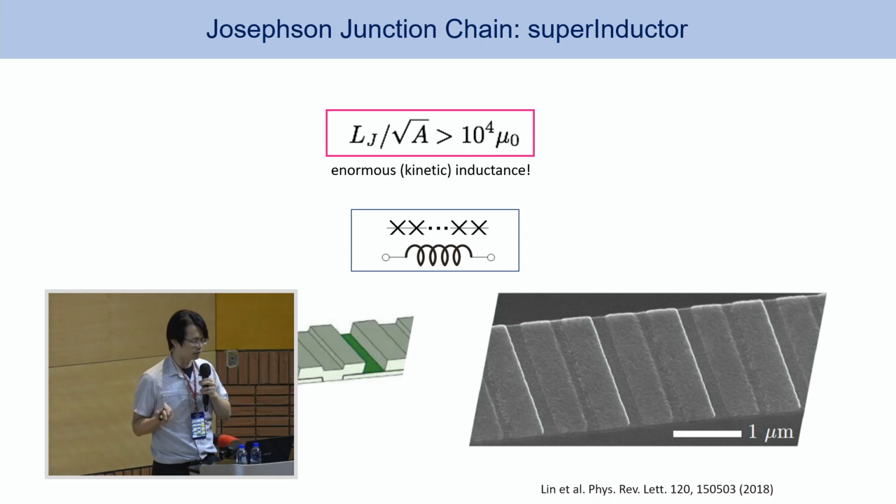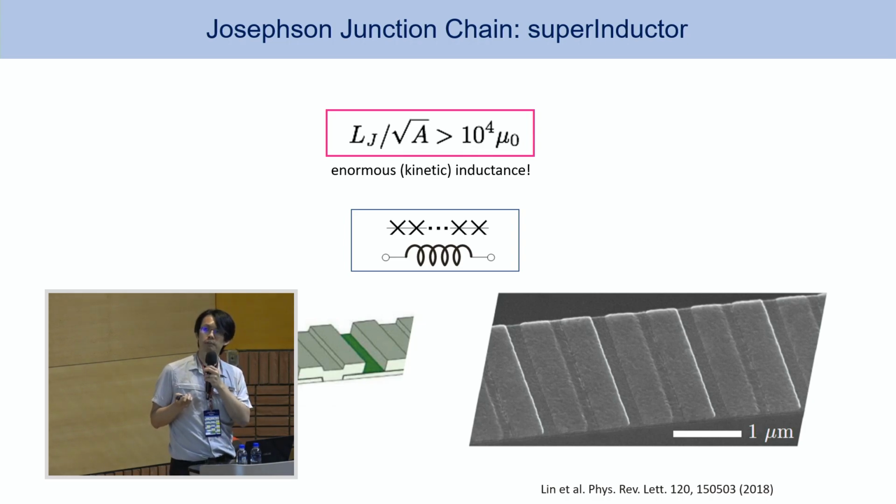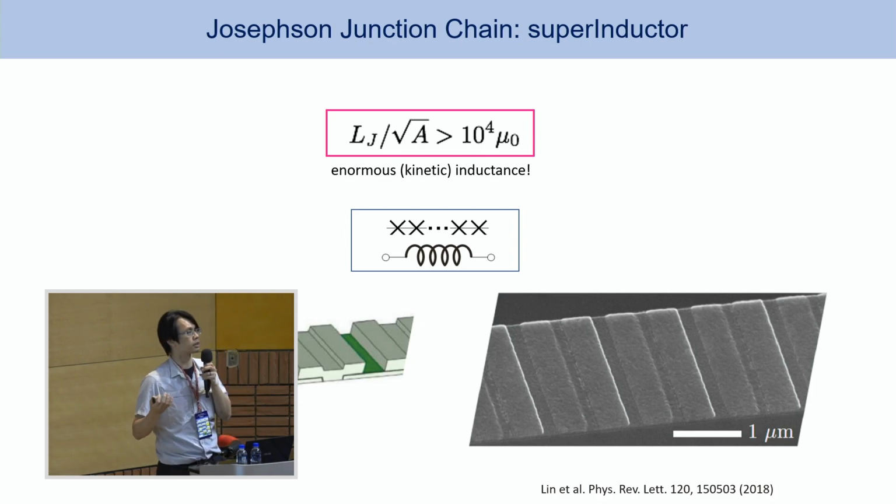To talk about the fluxonium qubit, first let me talk about this device, which is the Josephson junction chain. The Josephson junction was introduced in the previous two talks, so I want to talk about another property of this Josephson junction, which is the kinetic inductance, or the inductance value associated with the Josephson junction per unit length. It's very large compared to the geometric inductance.